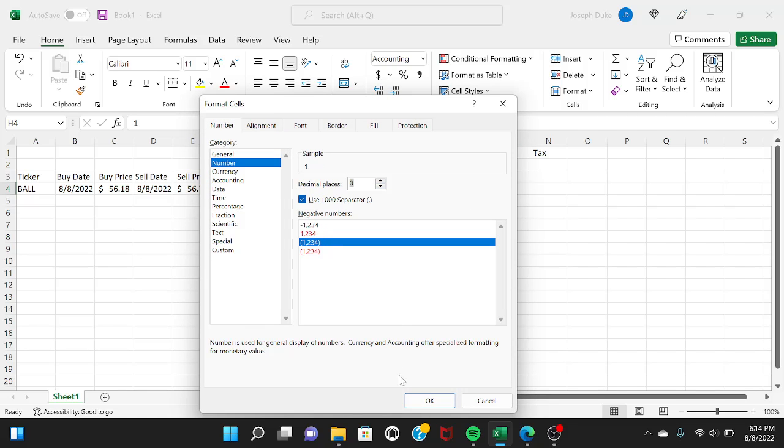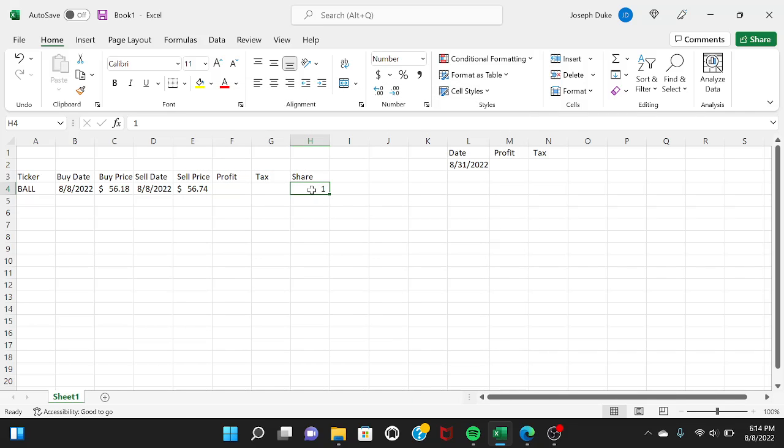So we don't want any decimals. All right, and so we did one share, and we sold it at 56.74. So if you look at the difference, it's just 1%, right? So if you take 56.18 times 1.01, that's what you'll get. I'll show you here how to do the formulas for profit. You just want to hit the equal sign, which makes it a formula. You do the sell price minus what you paid for it, right? Hit enter, and that is your profit.